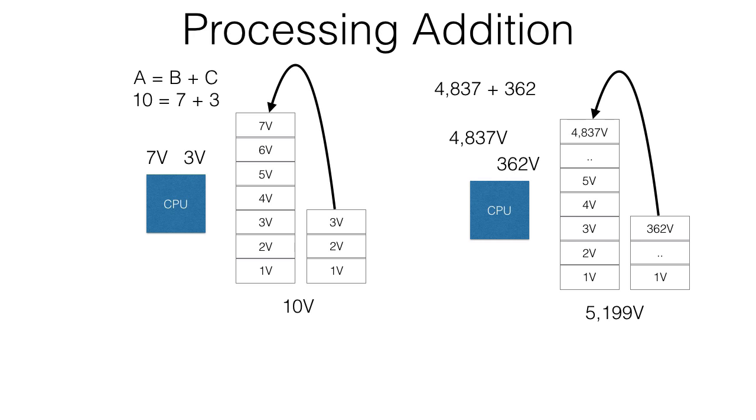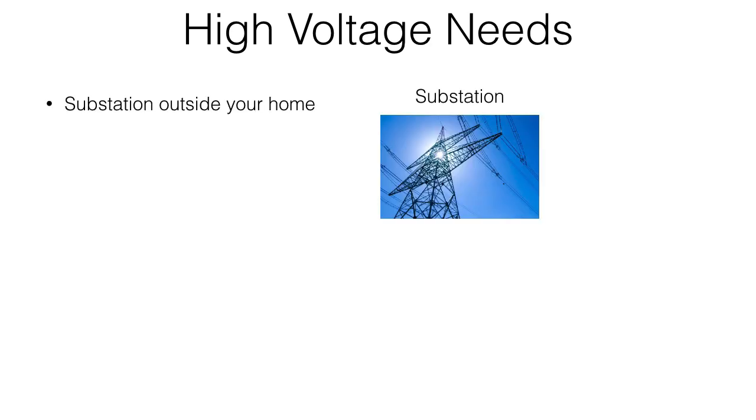Now I want you to stop right now and think about that. Think of the magnitude of what 5,199, almost 5,200 volts would mean. Your wall right now, when you plug in your computer or your lamp in your house into the wall, it's only going to give you 100 to 240. Now imagine 5,200 volts. There is a high voltage need, obviously, if a computer was running off of that type of circuitry using decimal or counting numbers. So we would need a very large substation sitting outside of our home.